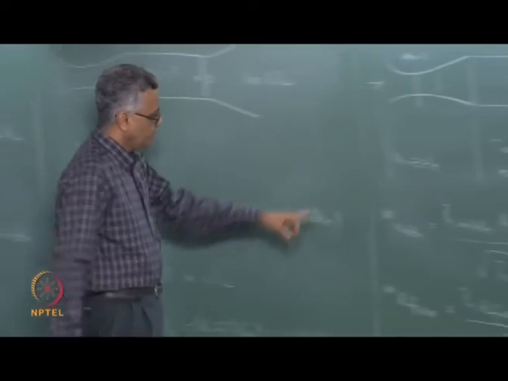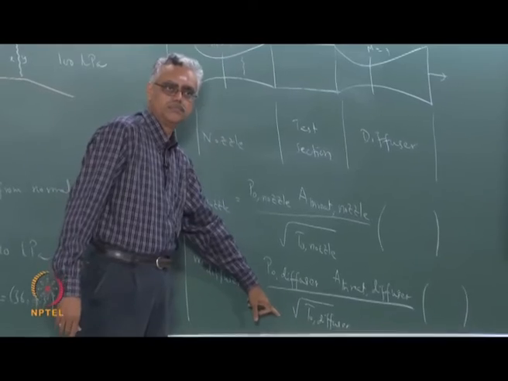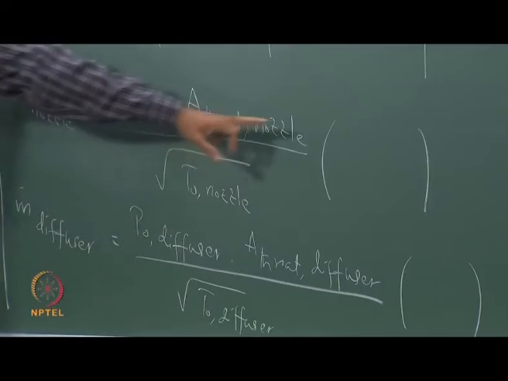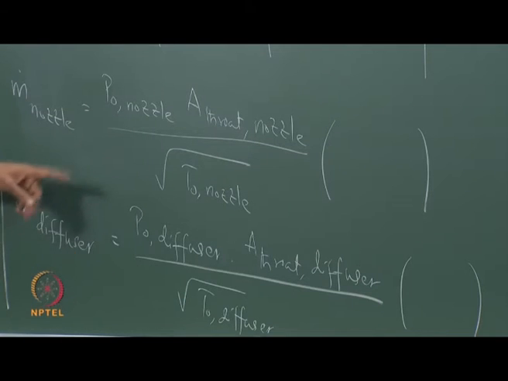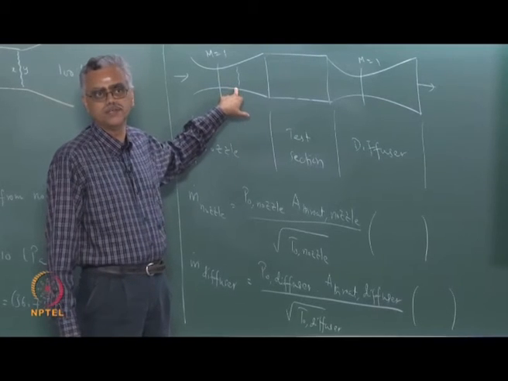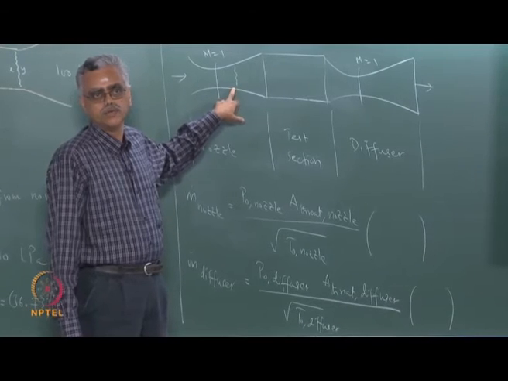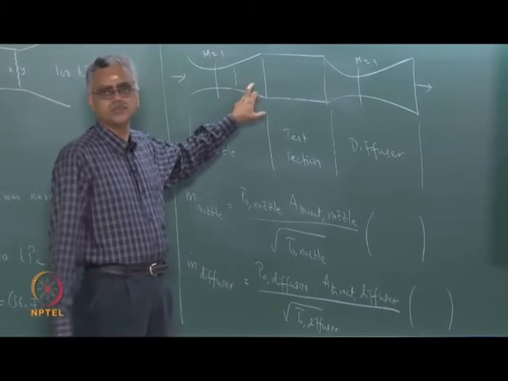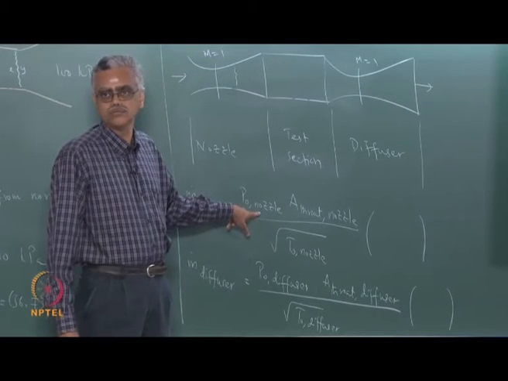Now, if I compare these two expressions, okay, T0 is the same, so I need not worry about this. So, the quantity within this parenthesis is also the same, so I need not worry about that. Now, what can we say about P0 nozzle and P0 diffuser? Remember, there is a normal shock that is sitting here. There is a loss of stagnation pressure across the normal shock. So, P0 diffuser is less than P0 nozzle.